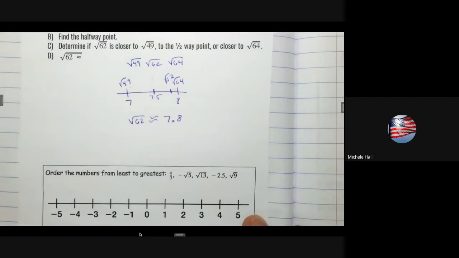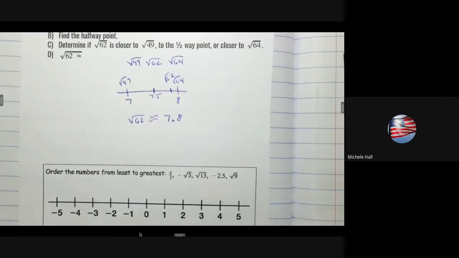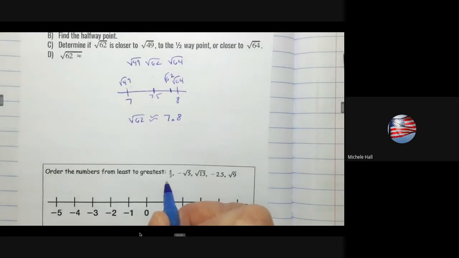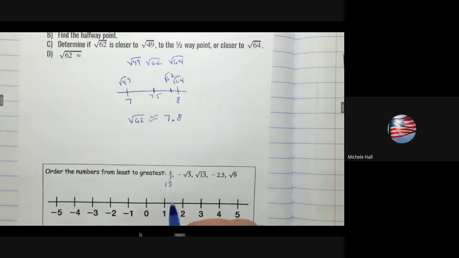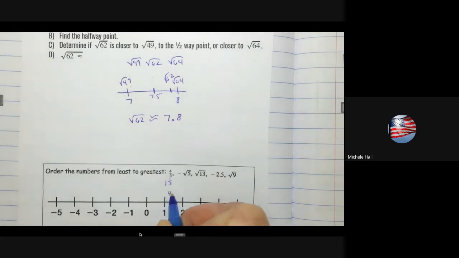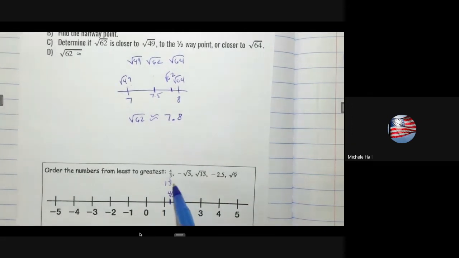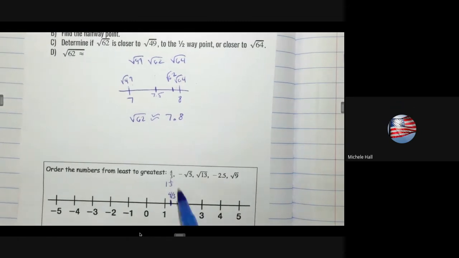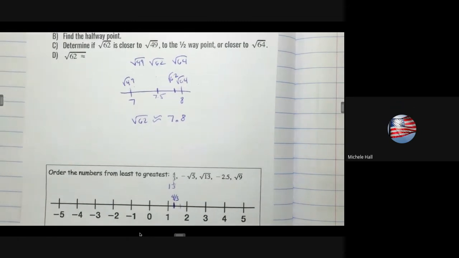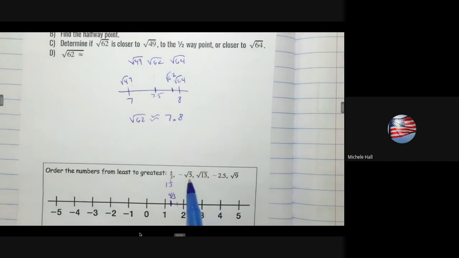Ordering on a number line. We have 4/3 as a mixed number. That would be 1 1/3. So 1 1/3, 1/3, 2/3, 3/3. So 1 1/3 would be here. That would be 4/3. You use the original number. I used the mixed number to help me figure out where it was, but you use the original number on the number line. Negative square root of 5.